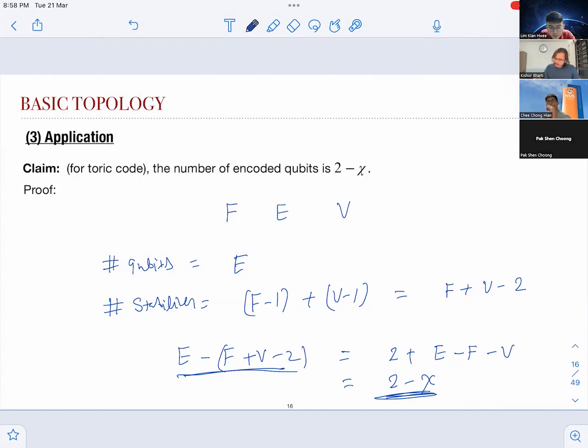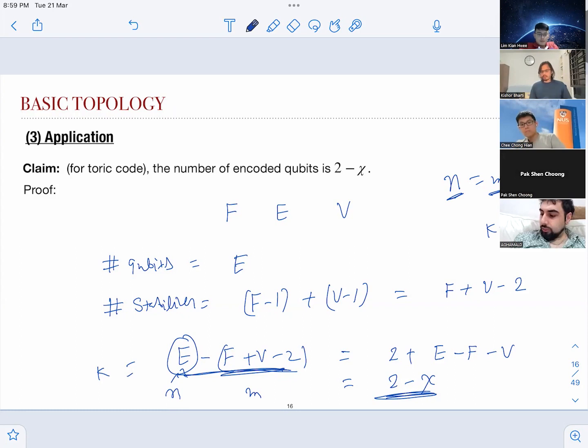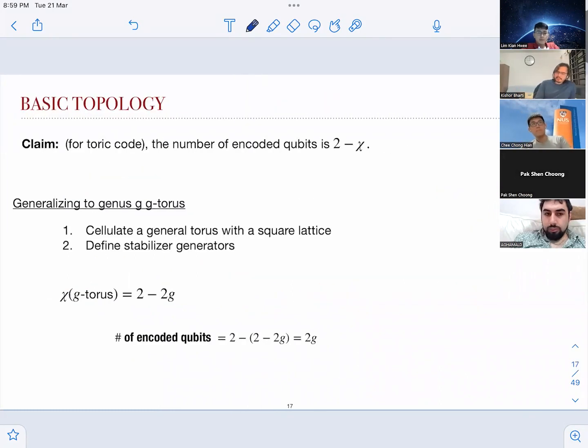And we had this relation before that N equals M plus K, where K is the number of logical qubits, N is the number of physical qubits, and M is the number of stabilizers. So we had K equal to N minus M. So E basically is N here, and F plus V minus 2 is nothing but M. And that should be equal to K. So K is 2 plus E minus F minus V, which is 2 minus chi. So this is nice because we see that the number of encoded qubits is 2 minus chi.